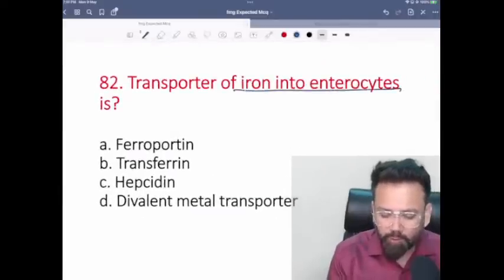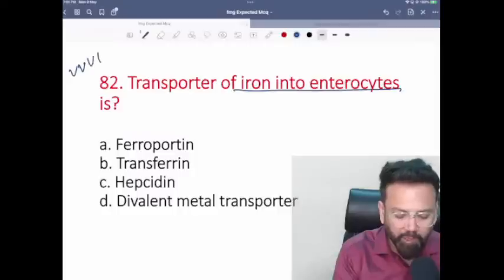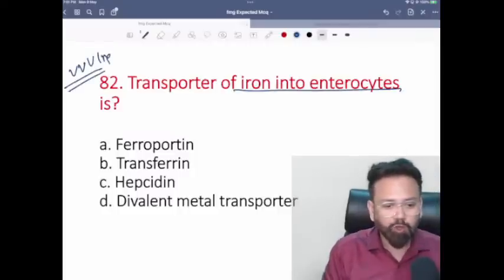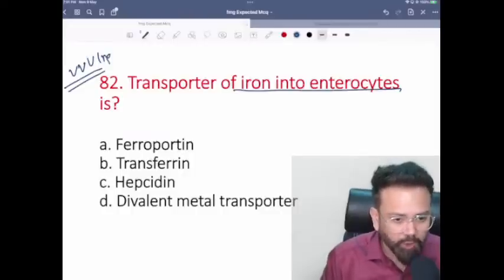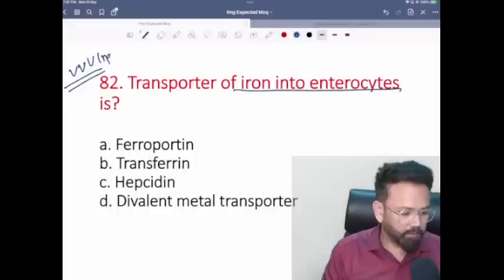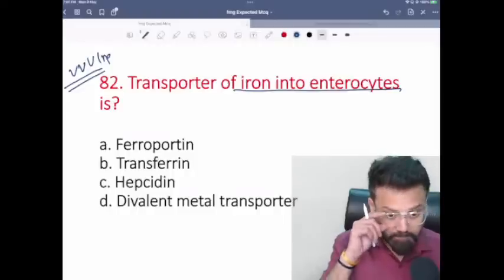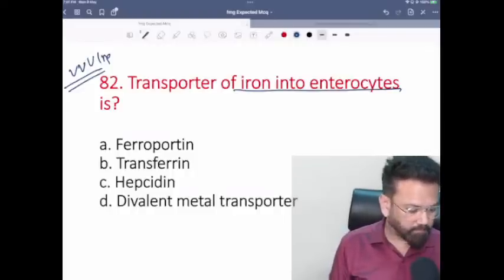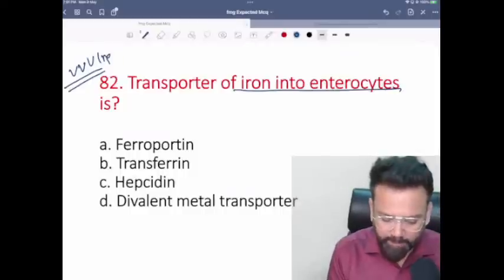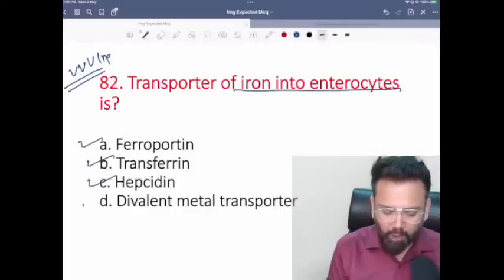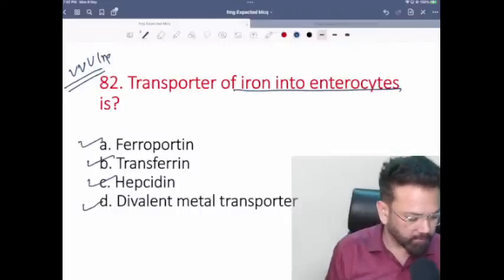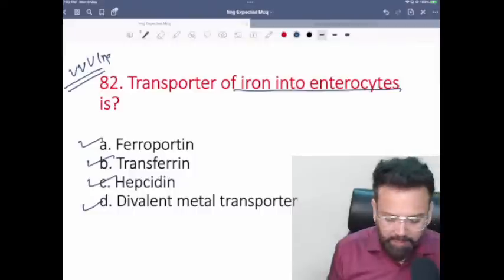Transporter of iron into enterocyte. Very, very, very important for FMG. Iron absorption. This topic is very important. Transporter of iron into enterocyte is by... This whole topic is very important. Time is very less, but a lot of topics are there. Ferroportin, transferrin, hepcidin, or divalent metal transporter. Abhimanyu, D. Full D. Very good. Answer is D.